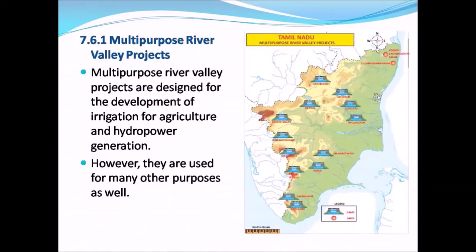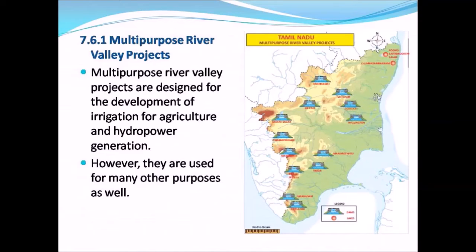Multipurpose River Valley Project. First, we will see what is meant by multipurpose projects. A project or a task which serves more than one purpose is called a multipurpose project. In a multipurpose river valley project, a dam is built across a river and it serves more than one purpose at a time. The multipurpose river valley projects are designed mainly for the development of irrigation for agriculture and hydropower generation. That is, they are mainly designed to provide proper water supply for agriculture and to generate electricity.